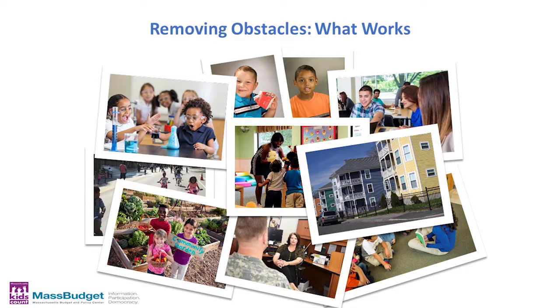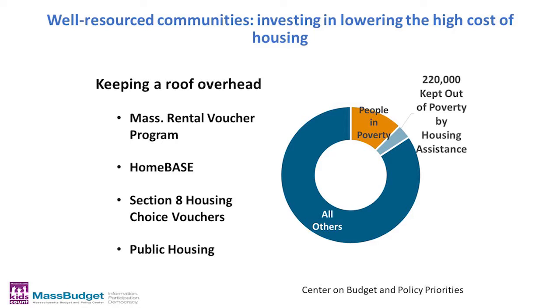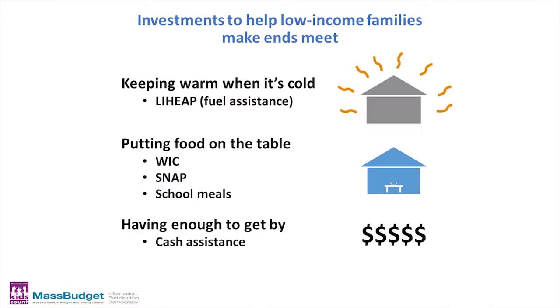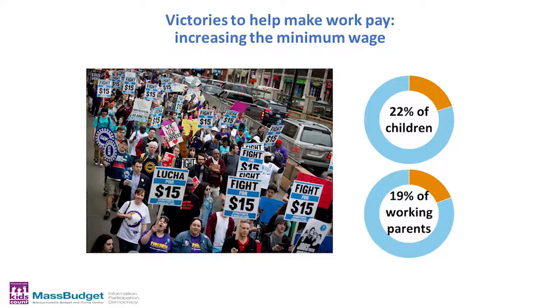So what works? Well, we know that well-resourced communities help lower barriers to opportunity. Things such as investing in lowering the high cost of housing, education, from early education through affordable higher education. Investments that can help low-income families make ends meet, keep warm when it's weather like this outside, putting food on the table, having enough to get by.